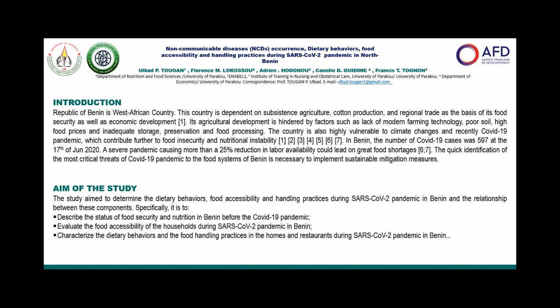The aim of the study was to determine the dietary behavior, food accessibility, and handling practice during the SARS-CoV-2 pandemic in Benin and the relationship between these components. Specifically, it was to describe the status of food security and nutrition in Benin before the COVID-19 pandemic, to evaluate the food accessibility of households during the SARS-CoV-2 pandemic in Benin, and to characterize the dietary behavior and the food handling practice in the home and restaurant during the SARS-CoV-2 pandemic in Benin.